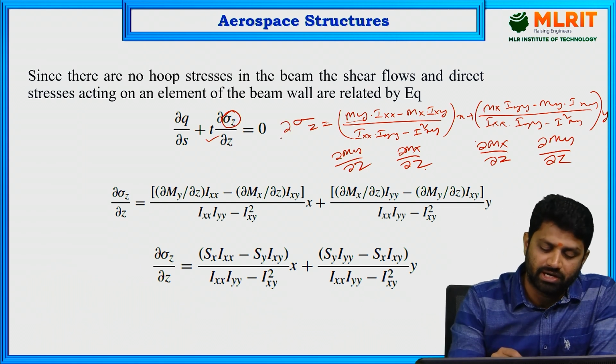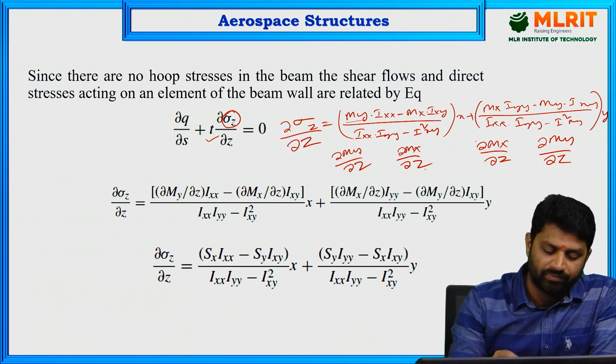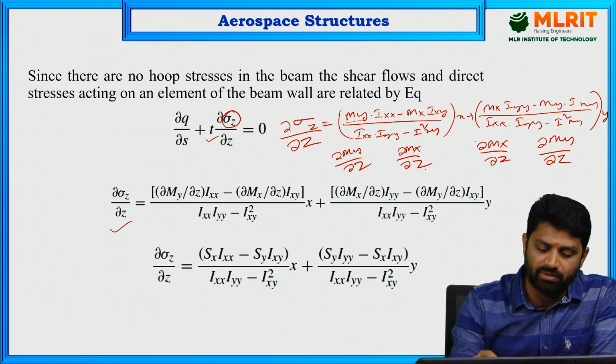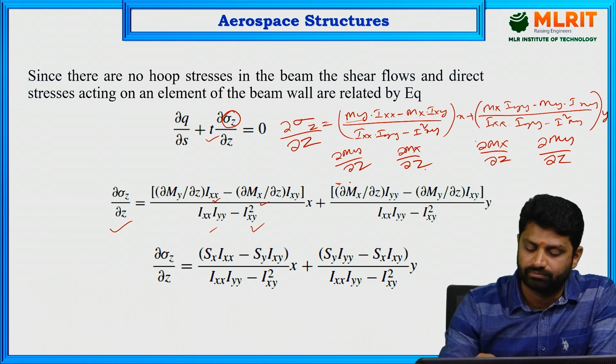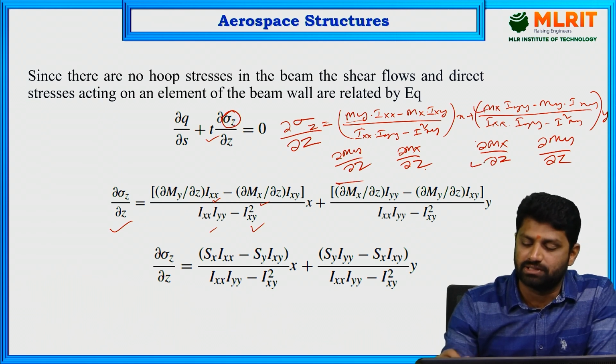When you differentiate with respect to z, you are going to get dou sigma z by dou z equals dou my by dou z into Ixx minus dou mx by dou z into Ixy, divided by Ixx Iyy minus I square xy. Now here, this term: dou mx by dou z into Iyy minus dou my by dou z into Ixy, divided by Ixx Iyy minus I square xy of y.